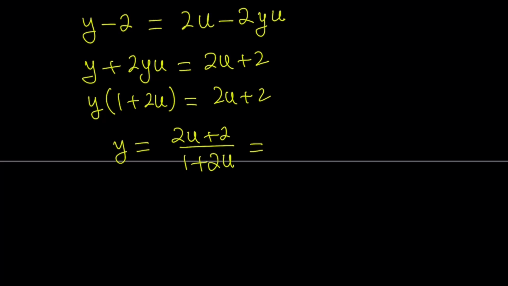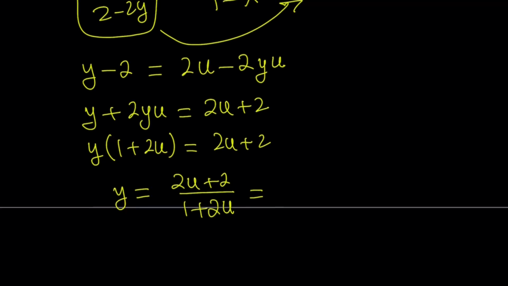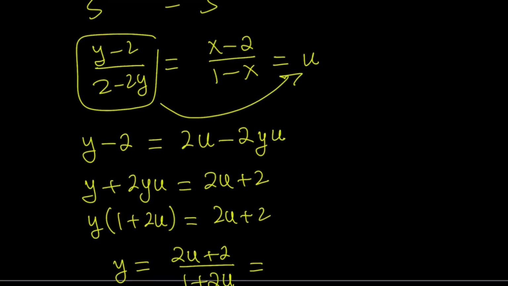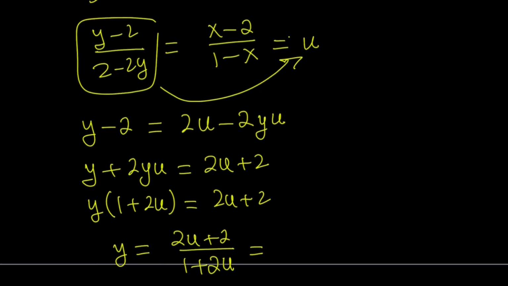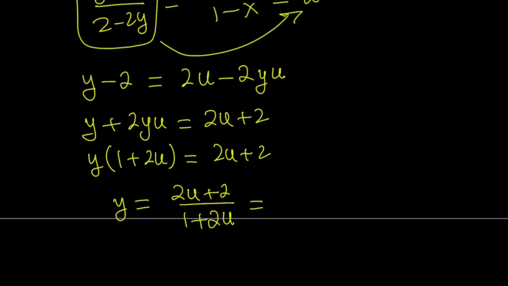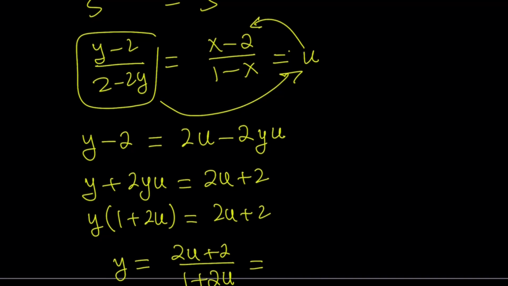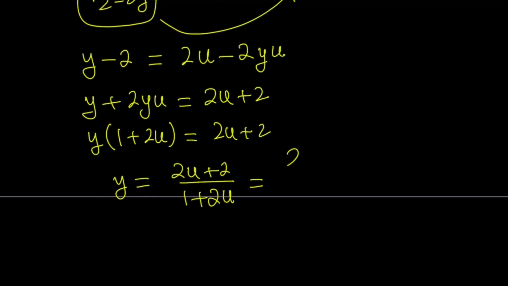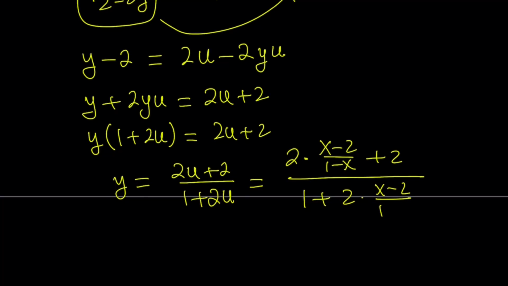All right, great. Here, we're going to replace u with what it is, but this time we're going to use the x value because obviously we want to find y in terms of x. So let's go ahead and replace u with (x minus 2) over (1 minus x): 2 times (x minus 2) over (1 minus x) plus 2, divided by 1 plus 2 times the same thing. And now we're going to simplify this, and now we'll get our answer.